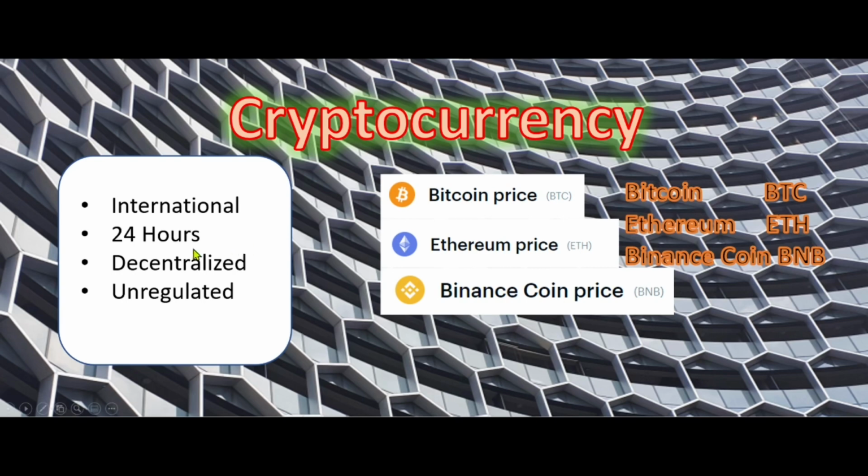It is international in the sense that you can send Bitcoin to anyone in the world. You can also buy and sell 24 hours. So that is another big difference between cryptocurrency and the stock market. The stock market has some timing, and cryptocurrency is 24 hours.